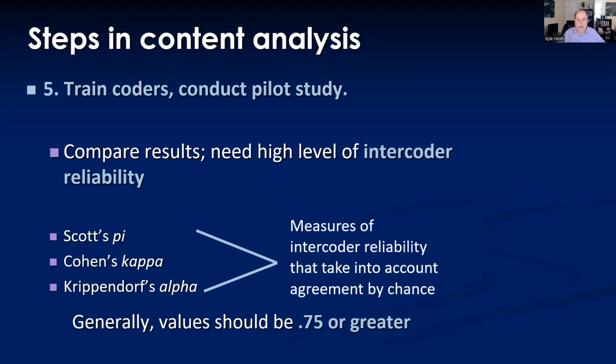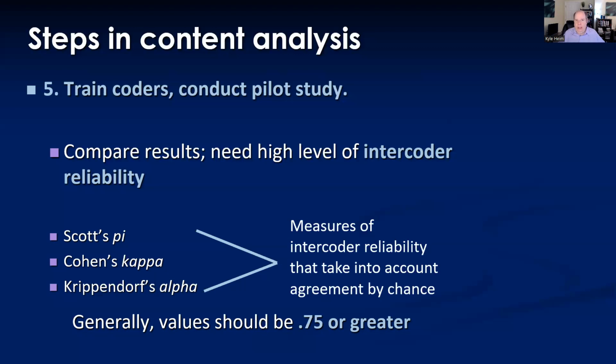Now, this gets a little bit into the weeds, and we're not going to talk about these statistics. You don't need to understand them in any depth. But Scott's pi, Cohen's kappa, and Krippendorff's alpha are just examples of 3 statistical tests that will measure intercoder reliability. And what they do is they take into account the possibility of agreement by chance. What do I mean by that?